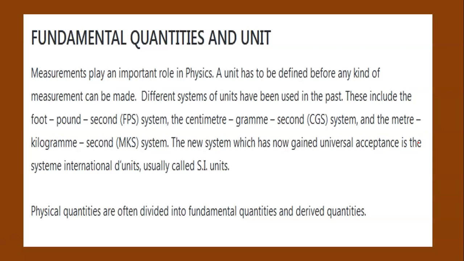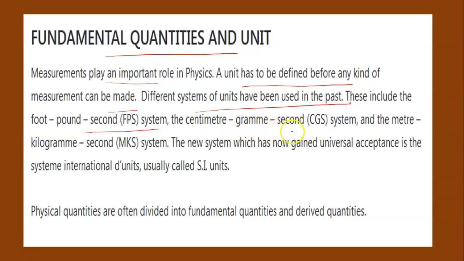Fundamental quantities and units. Alright, they play an important role in physics. You have to define a unit before you make any kind of measurements. Different systems of units have been used in the past. This includes the foot pound second FPS system, the centimeter gram second CGS system, and the meter kilogram second MKS system. The new system, which has now gained universal acceptance, is the Système International units, usually known as SI units. Okay, physical quantities are often divided into fundamental quantities and derived quantities.